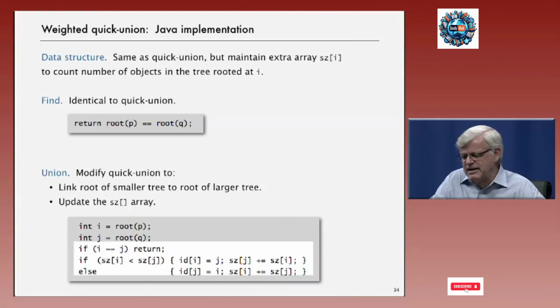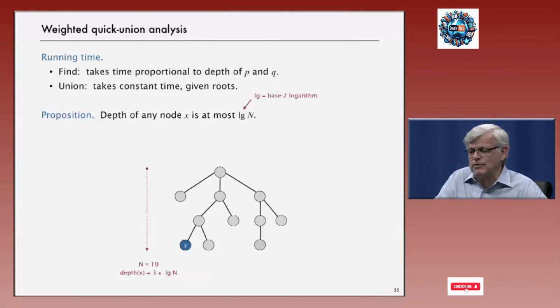If we make i a child of j, then we have to increment the size of j's tree by the size of i's tree. Or if we do the other way around, then we have to increment the size of i's tree by the size of j's tree. So that's the full code in white for implementing weighted quick union. So not very much code, but much, much better performance.